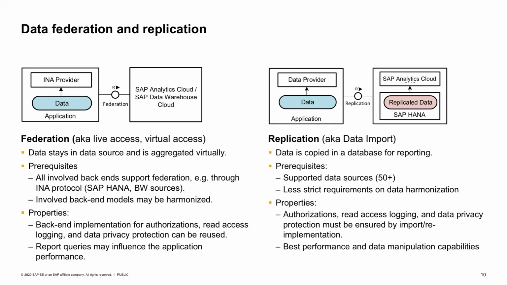To do that, you need all involved backends to support federation, for example, by INA protocol, which is the case for SAP HANA or BW sources. We also recommend that the involved backend models are harmonized. When you use this option, you have the advantage that you can reuse the backend implementation for authorizations, read access, logging, and data privacy protection. On the other side, you should know that report queries may also influence your application performance.